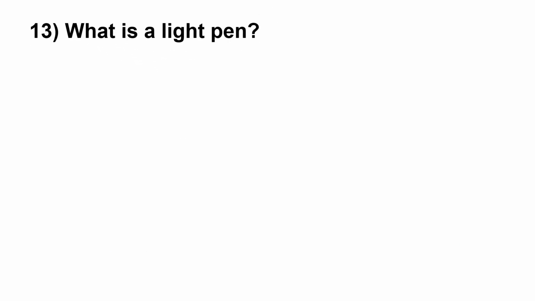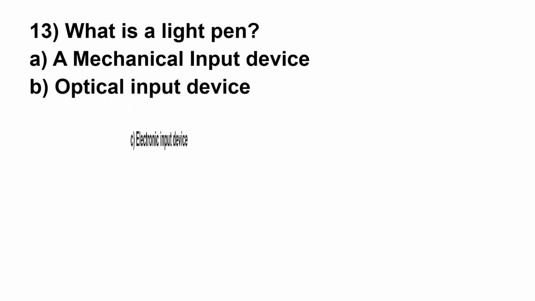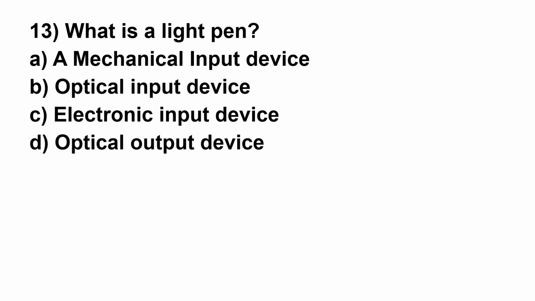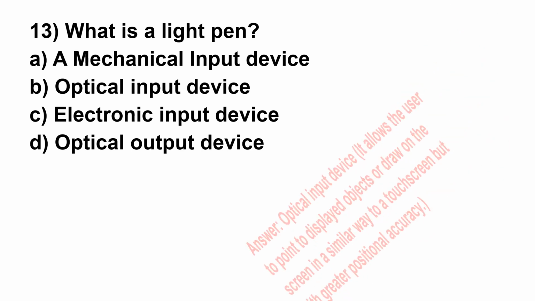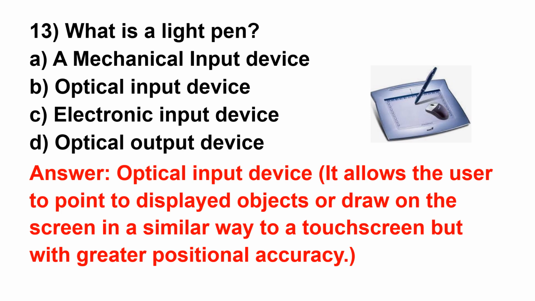Moving to the next one. What is a light pen? Options: a mechanical input device, optical input device, electronic input device and optical output device. Right option: it's an optical input device. It allows the user to point to displayed objects or draw on the screen in a similar way to a touch screen, but with a greater positional accuracy.